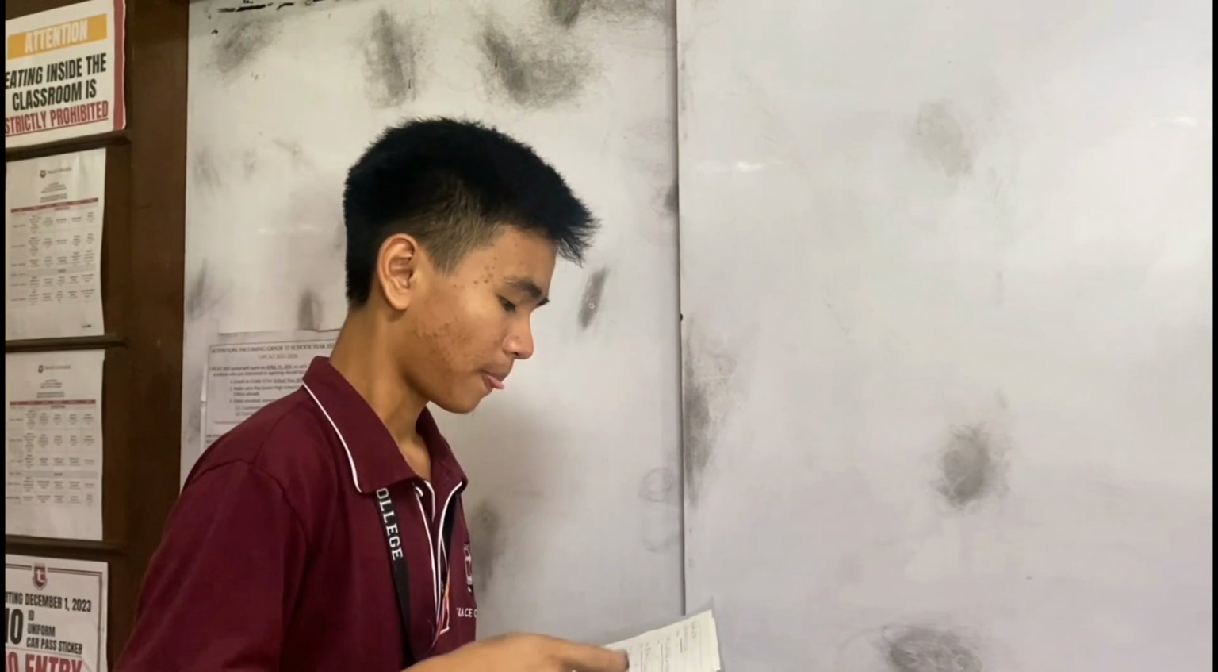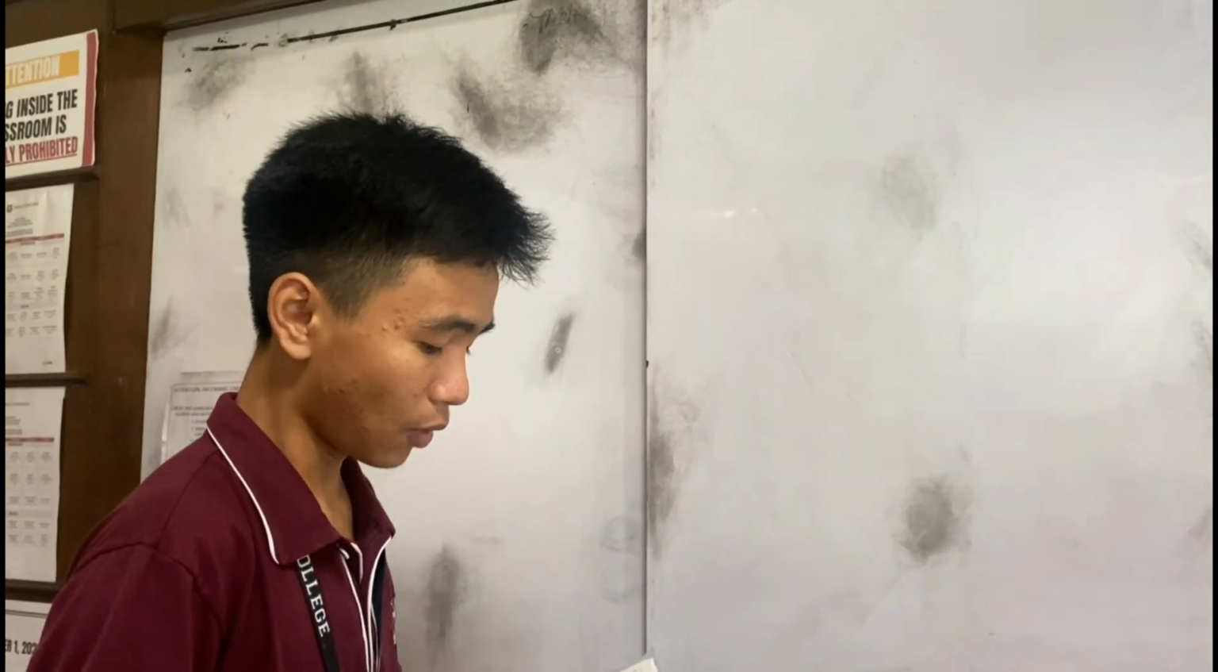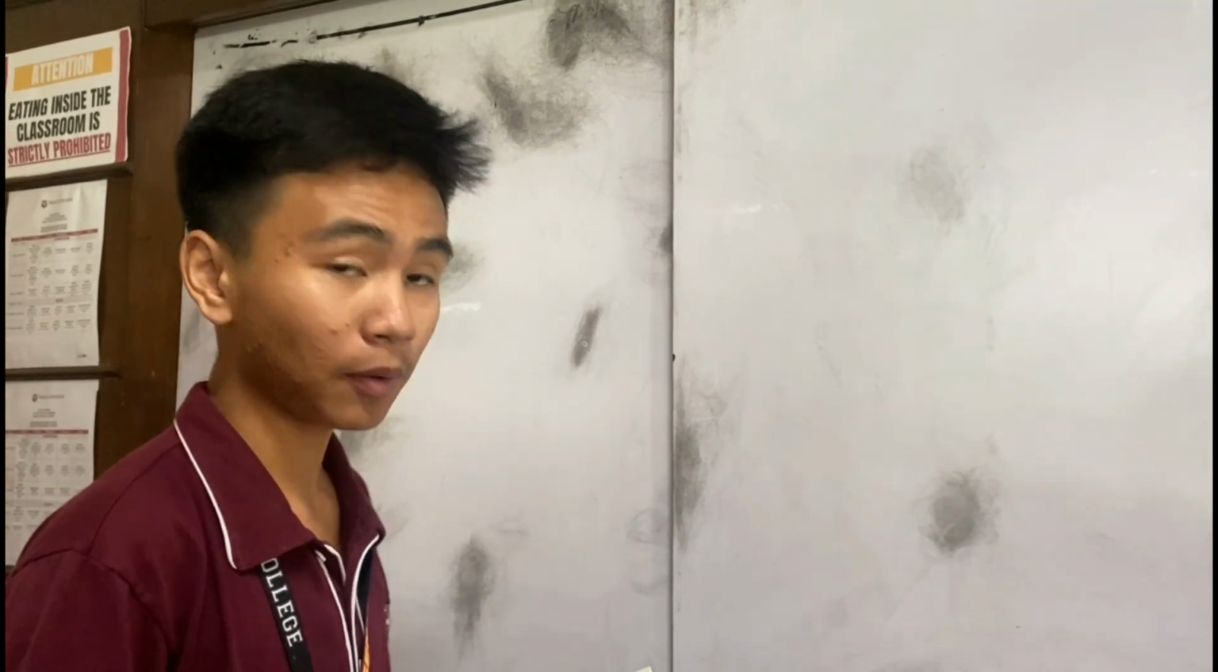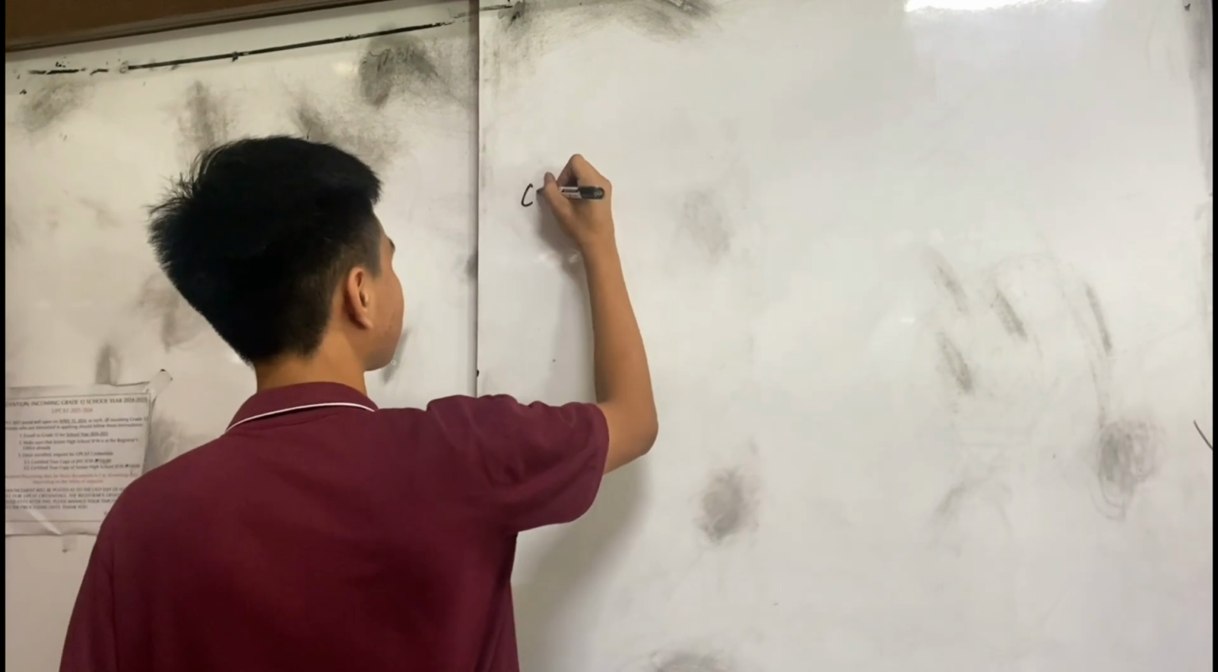The first rule is the constant rule. According to the constant rule, if f of x is equal to c, where c is a constant, then f prime of x is equal to 0. Let me give you an example.